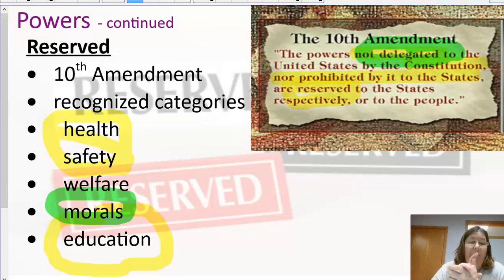So finish this video up, take the few little questions that go along with it, and we will move on to another video. In that video, we will talk about the difference between prohibited and concurrent powers, and we'll finish up this section and this module on the powers of government.